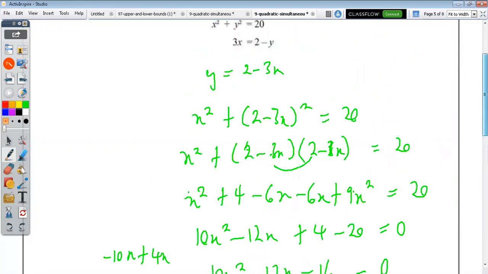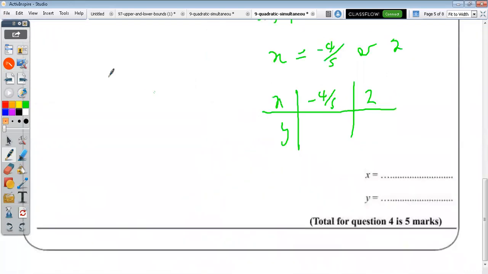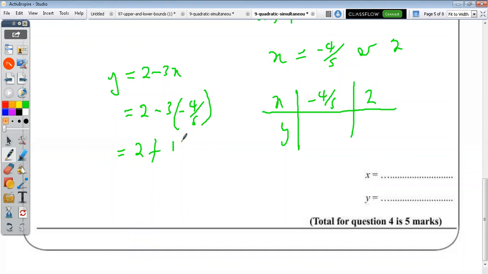Then what was our formula? We said y is equal to 2 minus 3x. Now let's start with the difficult one. It will be 2 minus 3 times negative 4 over 5. We know that negative times negative is positive. So it's plus 12 over 5. What do you get as an improper fraction? 2 and 12 over 5. So you multiply, you get 10, you add 12. That's 22 over 5.